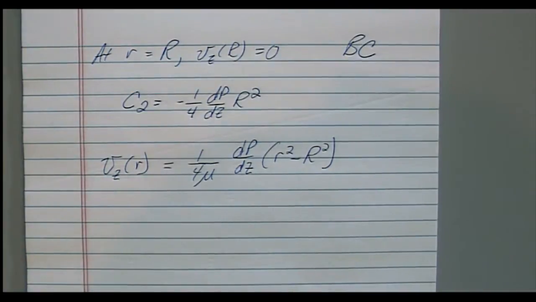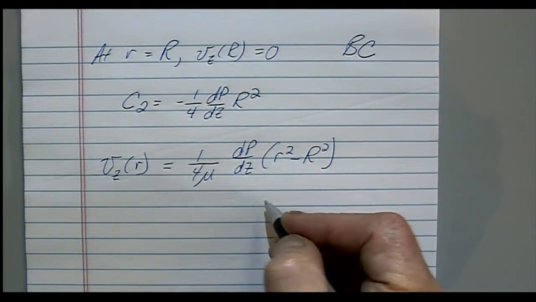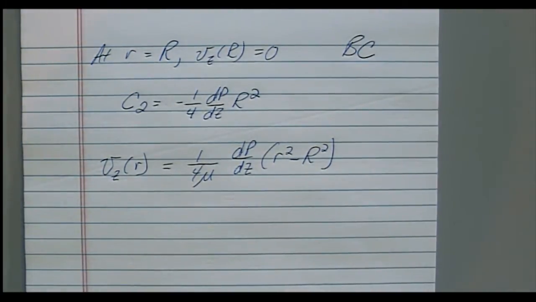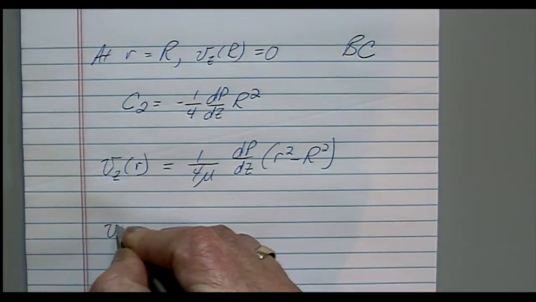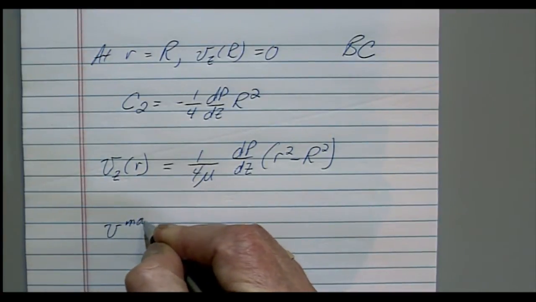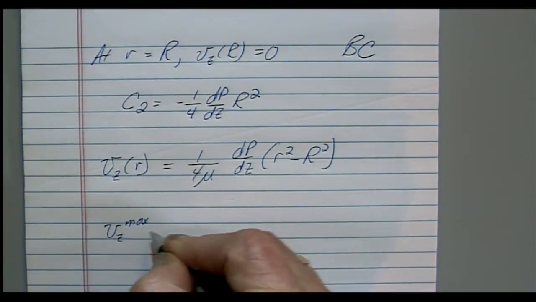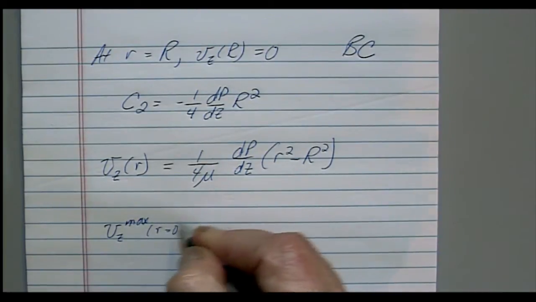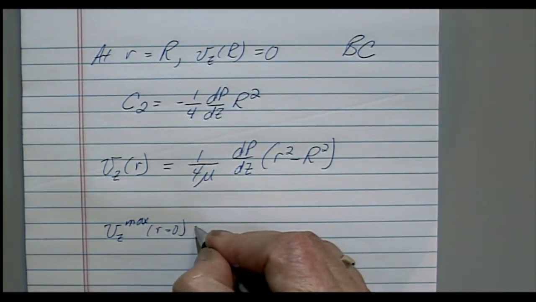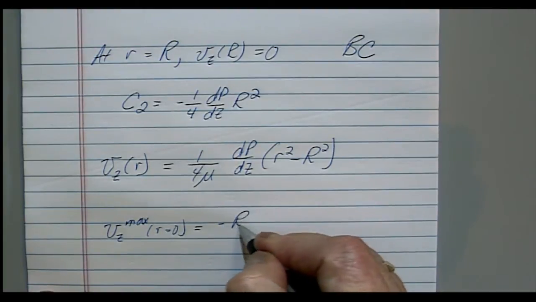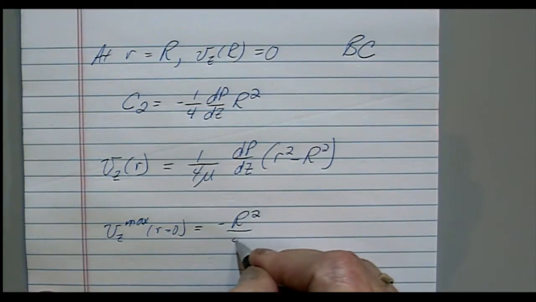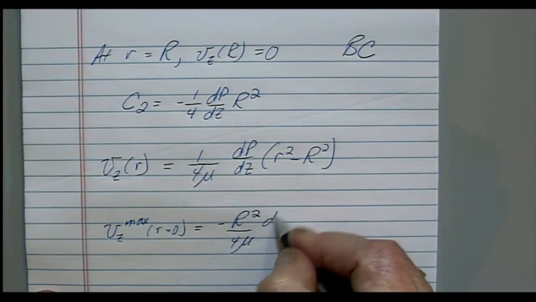So a couple of things for you to think about: make sure this whole expression is dimensionally correct. Go through and check that pressures cancel out and distances cancel out to give me a velocity. And then I can write V max, the velocity in the center of the channel, so this is at little r equal to 0, is equal to minus R squared divided by 4 times the viscosity times the pressure gradient.